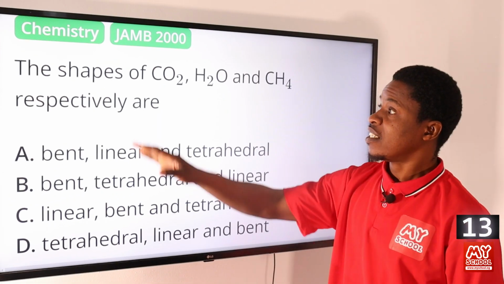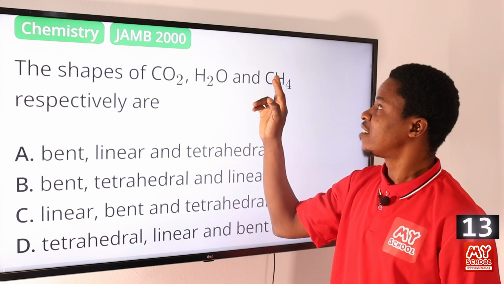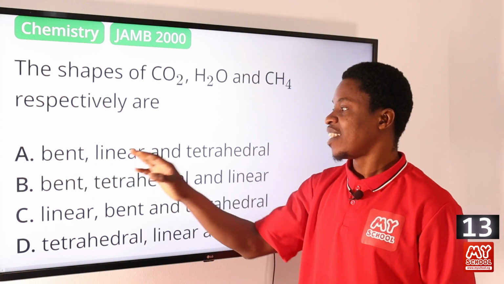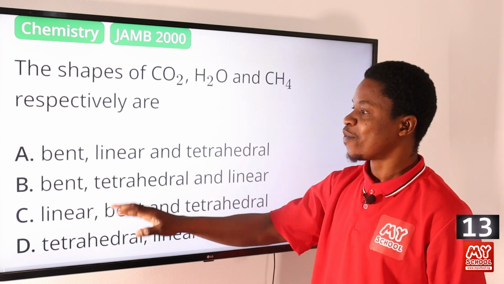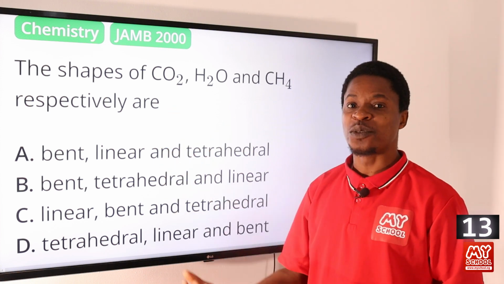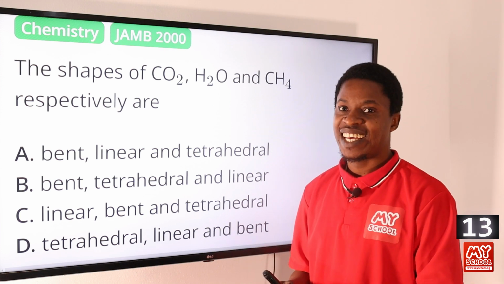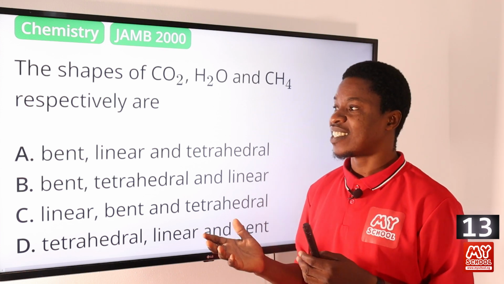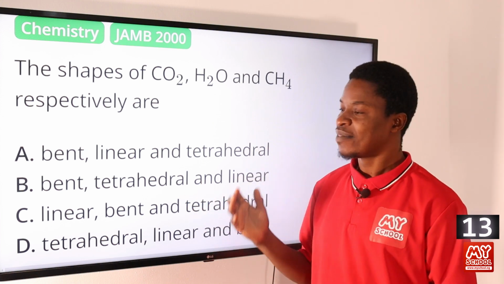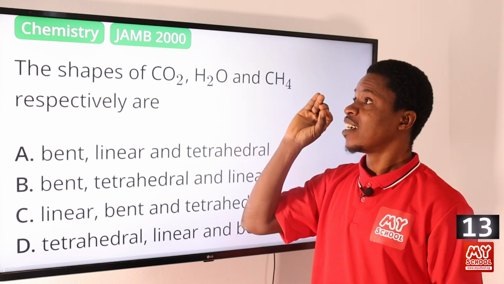Question number 13. The shapes of carbon dioxide, CO2, H2O, and CH4, that is methane, respectively are. We have bent, we have linear, we have tetrahedral, and so on and so forth. Now, if you know that CO2 has a shape that is linear, then this is how to solve questions smartly. You don't need to waste much time. Just go through the options. CO2 is known to have a linear shape.